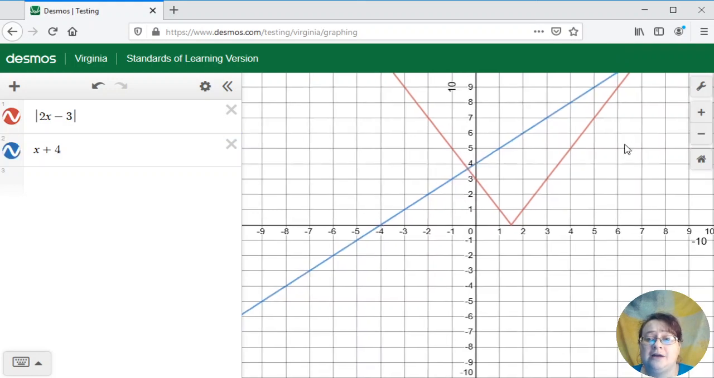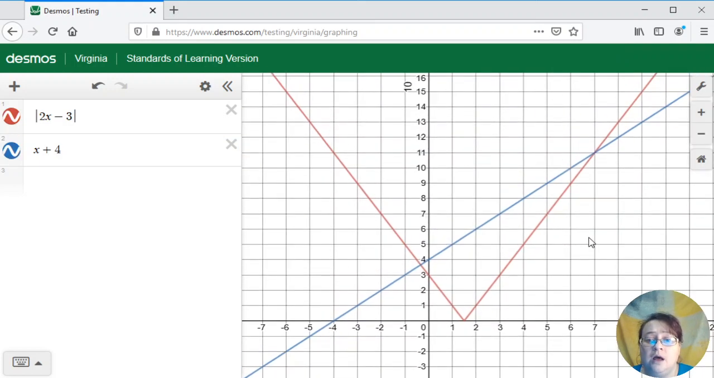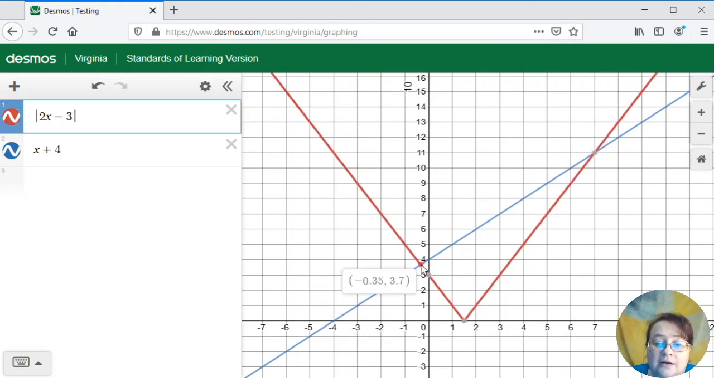Now, I can drag my graph or I can zoom out, but what I want to see is any intersection between these two lines. So if I click right here for the intersection between those two, I see negative 0.333 for the x value. If I look at the intersection over here on the right and click on that, I see an x value of 7.